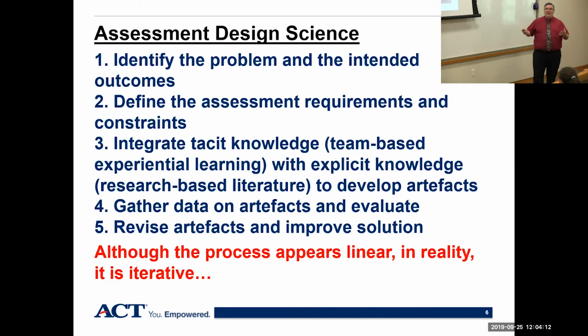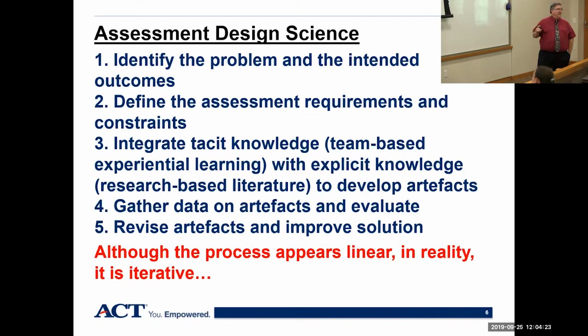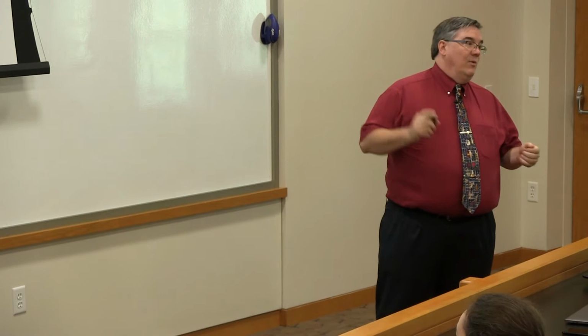Then you need to integrate tacit knowledge from experience with explicit knowledge of research-based literature. If you look at the technical manual for the Work Keys 2.0 redesign, there's an extensive literature research base on each of those, particularly the graphic literacy one. I did most of the research on the construct to develop artifacts. These artifacts are going to be sample items and blueprints and things like that. Then you gather data on the artifacts, evaluate, revise those artifacts and improve the solution. Now, it looks like it's linear, but in reality, it's very iterative. Steps 5 and 4 make you go back and go, wait a second, this doesn't make sense.